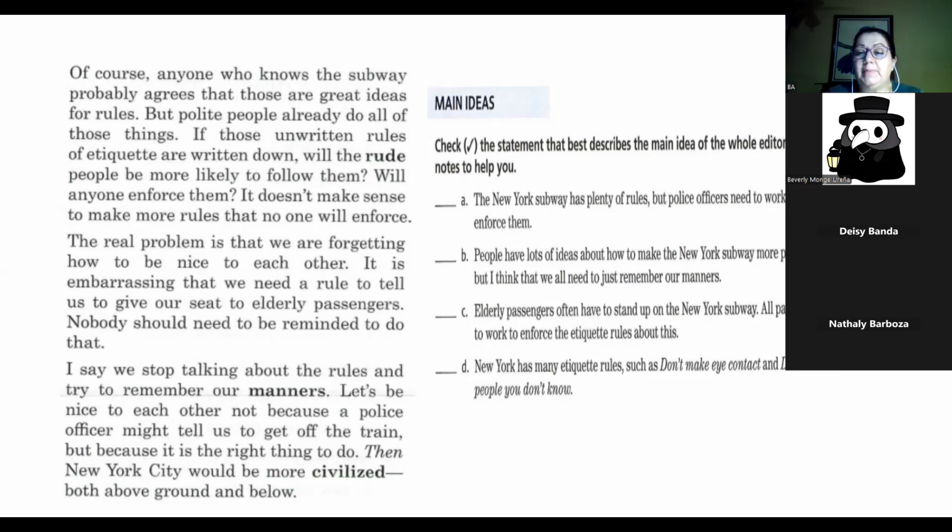Okay, what are we talking about in this reading? We have main ideas to check. Okay, check the statements that best describe the main idea of the whole editorial. Use your notes to help you. Okay, we have A, B, C, and D. Think of which one, don't say it right away, just think of which of these four ideas is the main idea of the whole editorial.